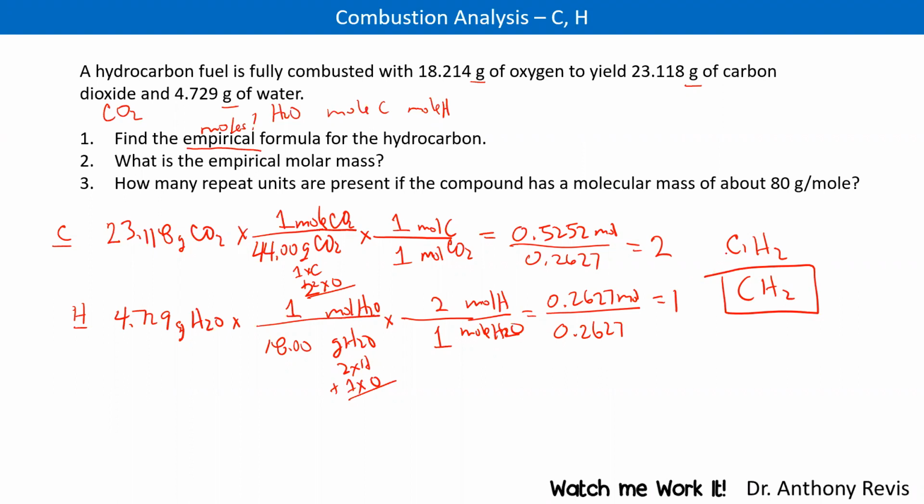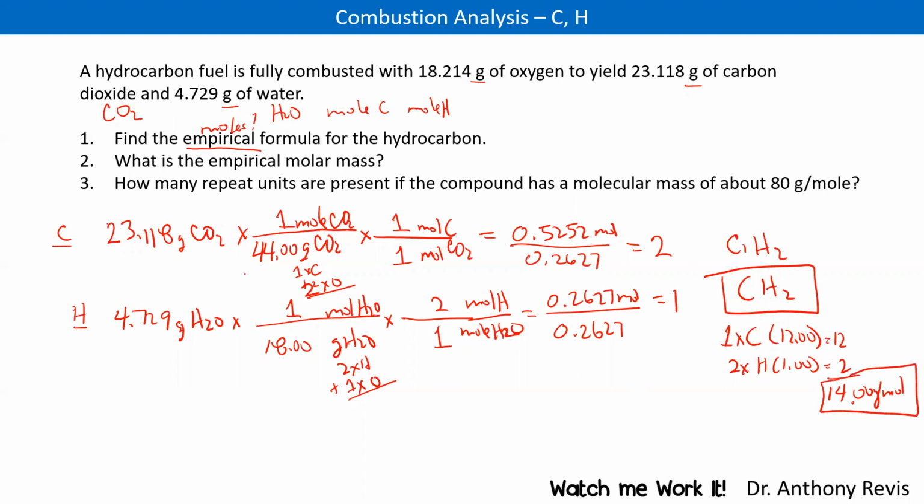The next question asks, what is the empirical molar mass? Well, we could do it right here. We have 1 times carbon and 2 times H. And these are just rounding off numbers. Times 12, and this is 1.00. So this is 12, and this will be 2. So our empirical molar mass is 14.00 grams per mole. That's our empirical molar mass.